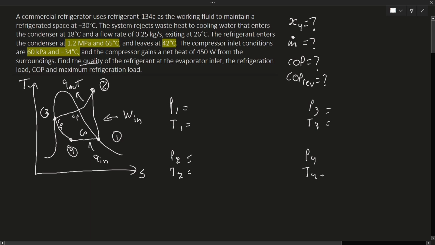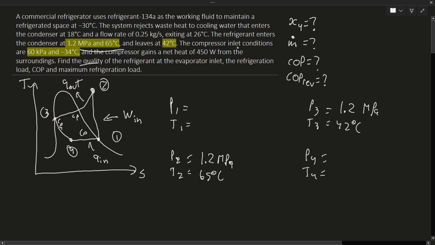T4. Here it's saying that the refrigerant enters the condenser. That's point 2, at these conditions over here: 1.2 MPa and 65 degrees Celsius. Keep in mind that points 2 and 3 are at constant pressure, so here it's going to be the same, and leaves at 42 degrees Celsius.